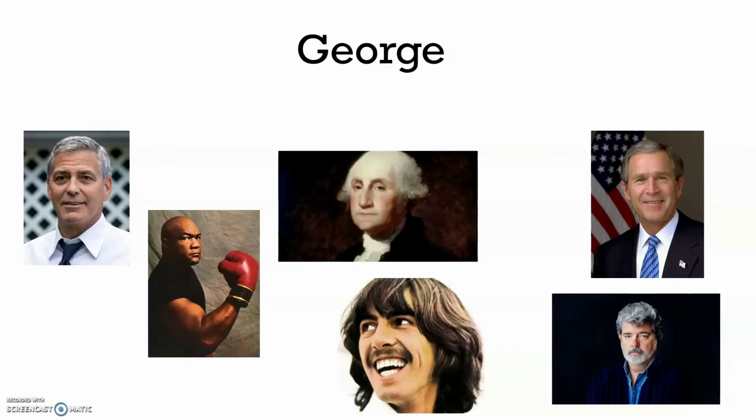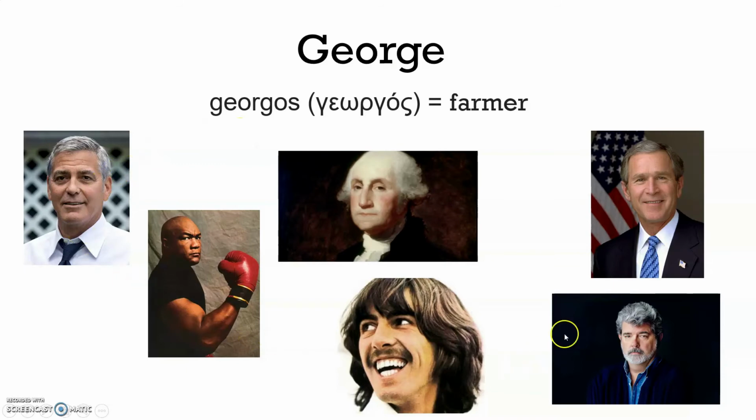The name George, this is a very common name in Western cultures. This is actually coming from the Greek root geo. So you can see geo here in the first part of the name. The name specifically comes from Georgos, which is a Greek word that means farmer. So a farmer is someone who works the earth. So here we have many different famous people named George.